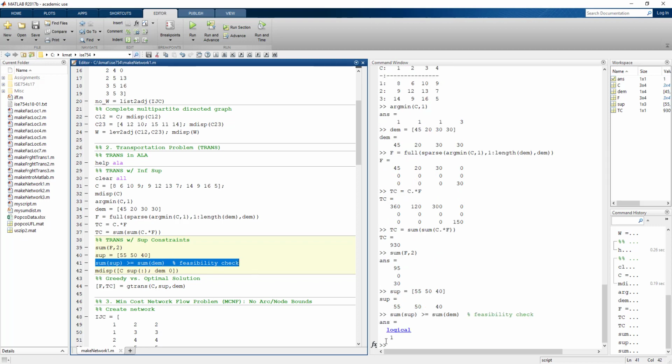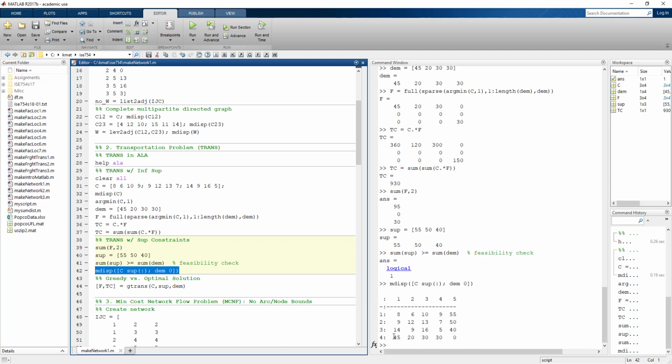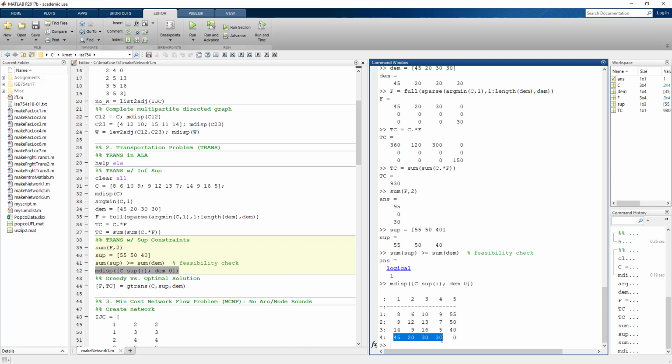In this case, it comes back as true, meaning that we have enough total supply that we can supply all of the required demand. And then we can expand the C matrix, the interlevel matrix, to include both the demands as a 4th row and then the supplies as a 5th column. This is a convenient or very conventional way of representing the transportation problem by adding the row and column to the matrix.